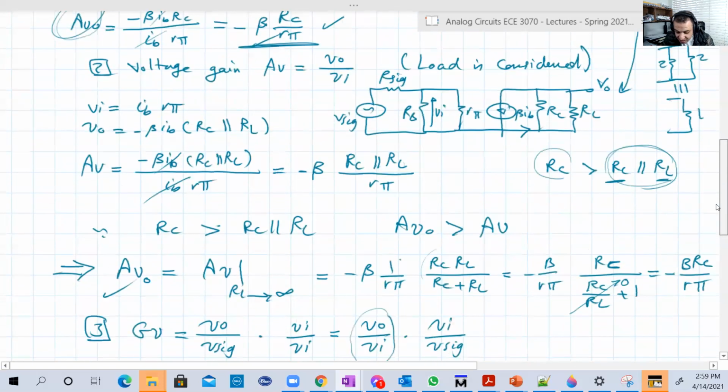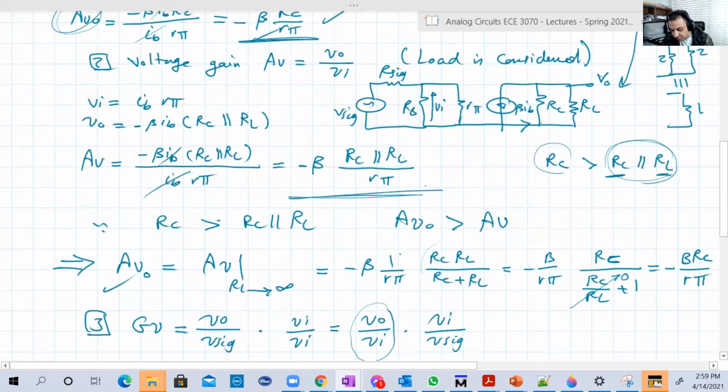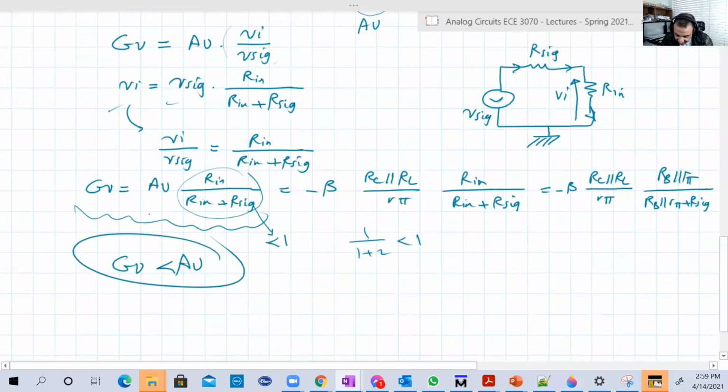Then once we add the load, it decreases a little bit because it's RC parallel RL right now, not just RC. We connect our signal, and it decreases the gain. That gives you an idea that our input is really important. If our input is infinity, if our input is really big, then this term will be approximately 1. So this will increase GV.